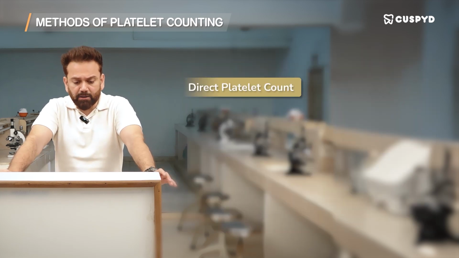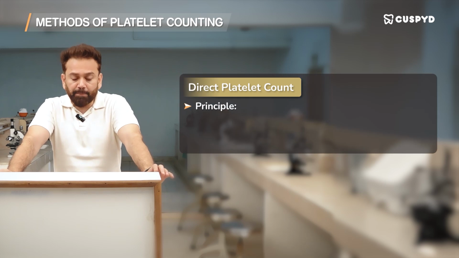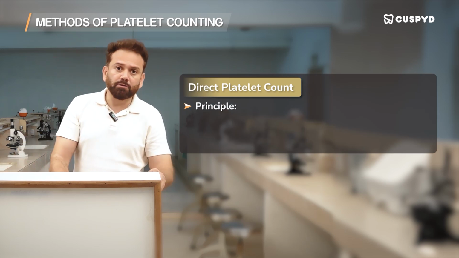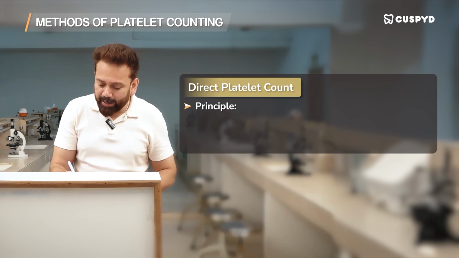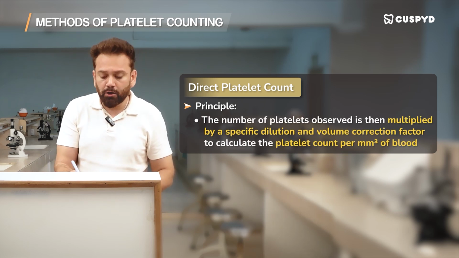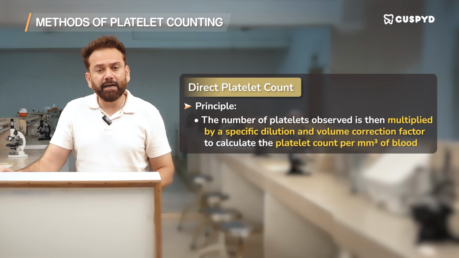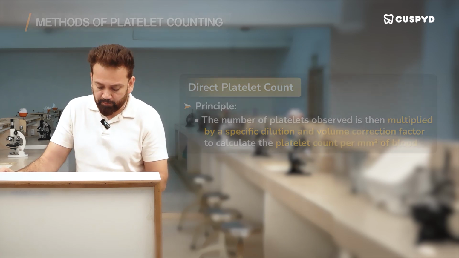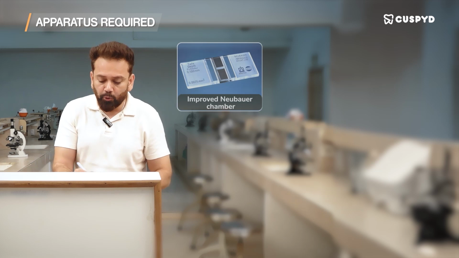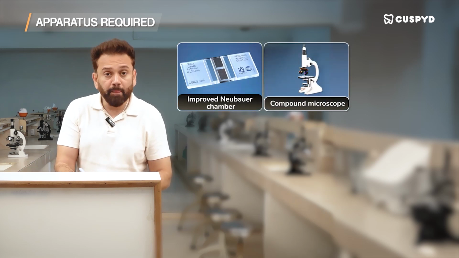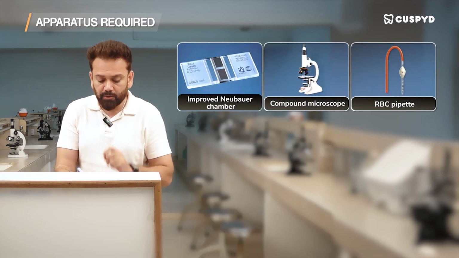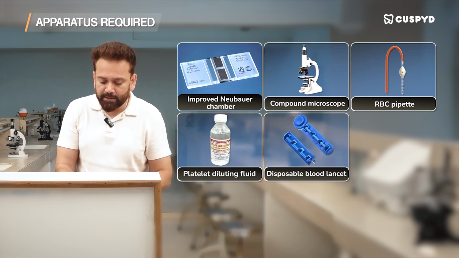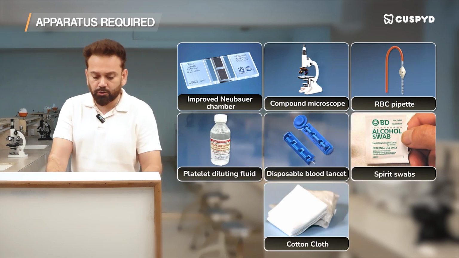Now, direct platelet count. What is the principle? The principle is the same as we have done with RBC and WBC: we will dilute to a known amount, and the number of platelets are counted in a known volume. After that, we will multiply by a multiplication factor. Apparatus are the same: improved Neubauer chamber, compound microscope, RBC pipette, platelet diluting fluid, disposable blood lancet, spirit swab and cotton cloth.